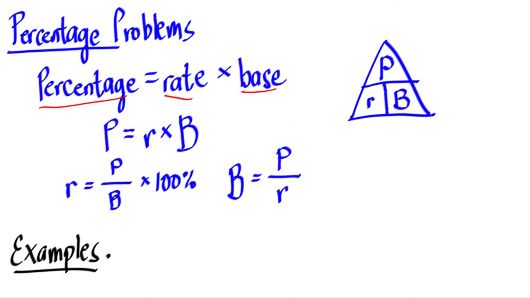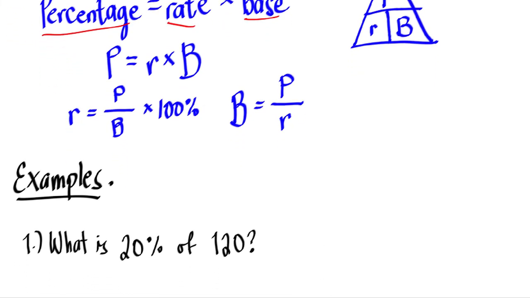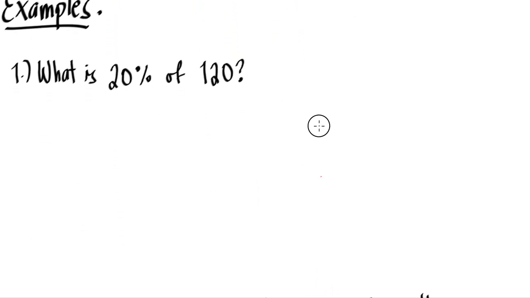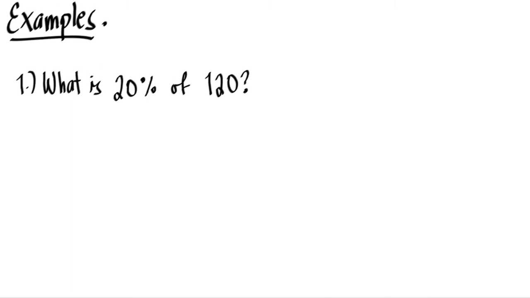So these are the formulas for our use. Let's present two examples in this video. The first one is very simple. What is 20% of 120? First, you need to discover what is missing. What is the unknown? Is it the P, the B, or the R?